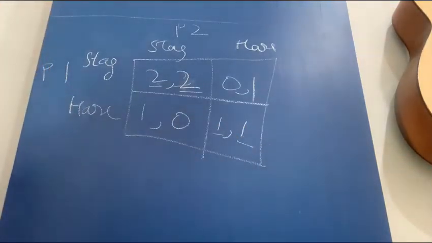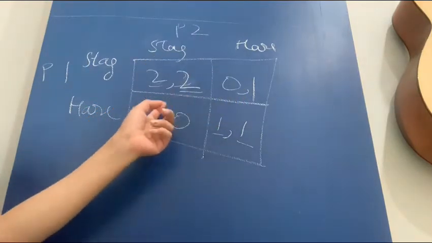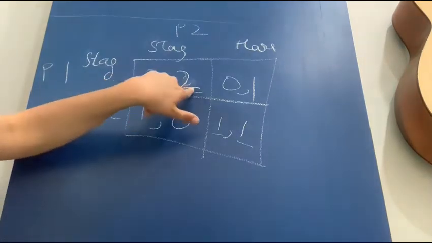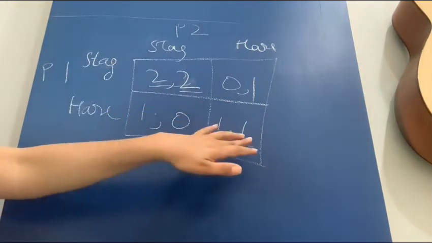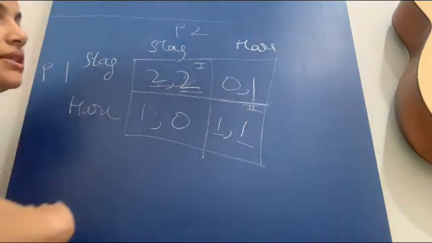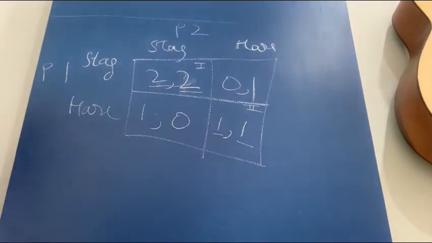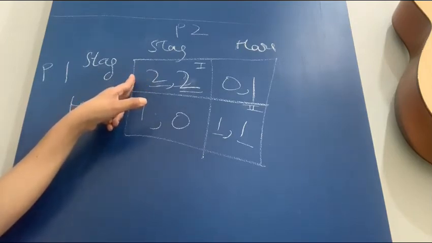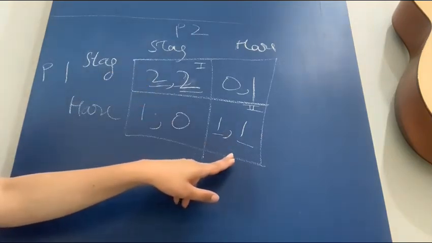So the key here is to look out for those blocks where both the payoffs are underlined. Here both the payoffs are underlined, and both the payoffs are underlined here. So this is one Nash, and this is another Nash. So in this game also there are two Nash equilibria. One is stag-stag and the other one is hare-hare. But if you look carefully in this particular game, this Nash is giving a higher payoff to both the players as compared to this Nash.